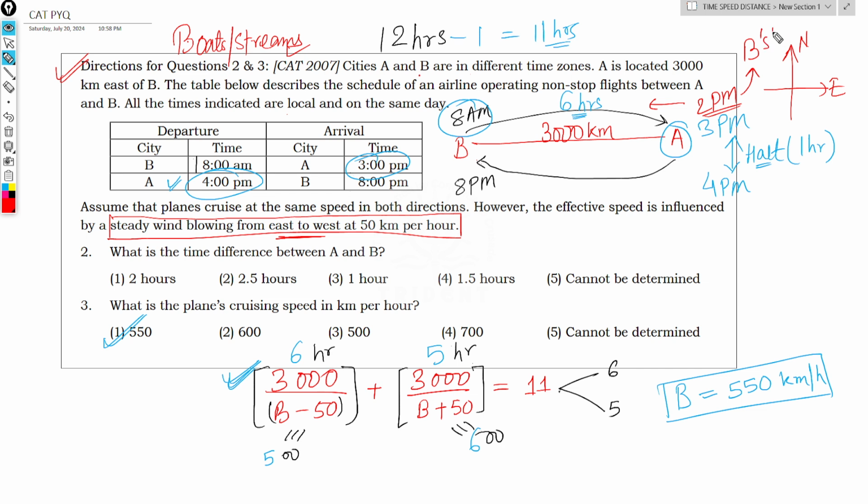2 PM, that is the local time of B. And the data over there gives you the arrival time as 3 PM in A's local time. What does that tell you? Between 2 PM and 3 PM, the difference is obviously 1 hour. So the time difference between A and B is going to be 1 hour itself, and that is the answer to this question.